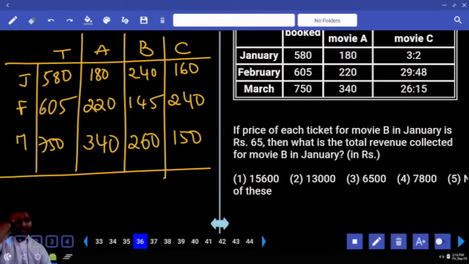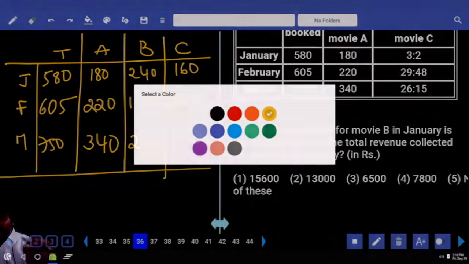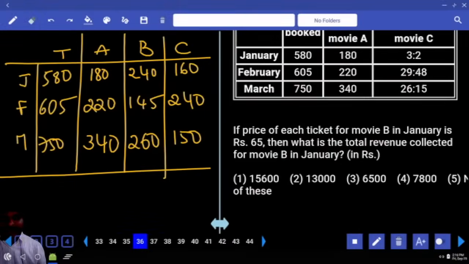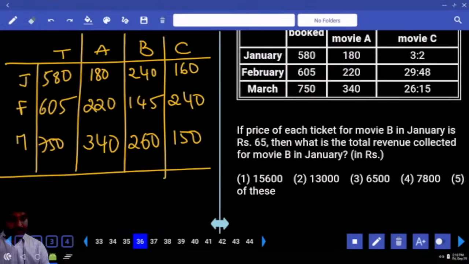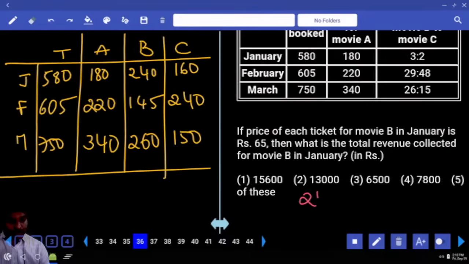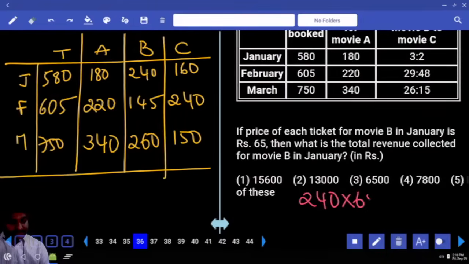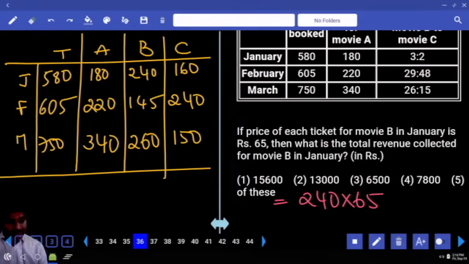Now we can start. If the price of each ticket for movie B in January is 65, in January total tickets sold 240, each ticket price 65. What is the total revenue collected here? 240 into 65. Am I right? Because none of these is one of the options.